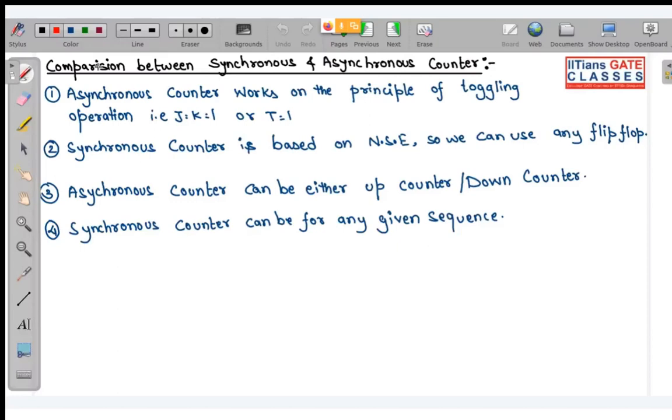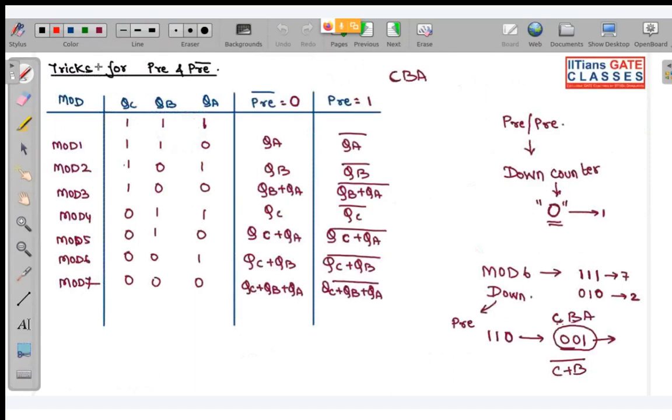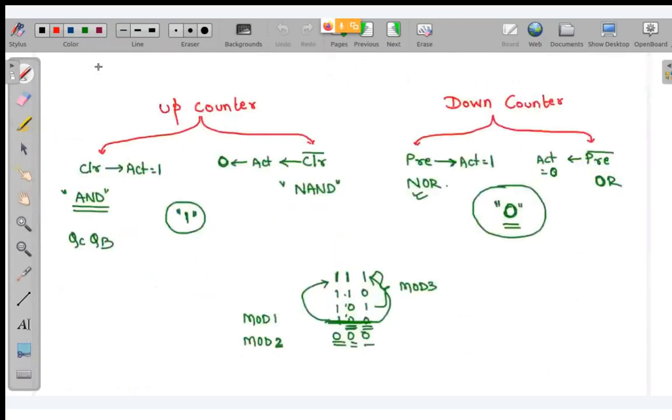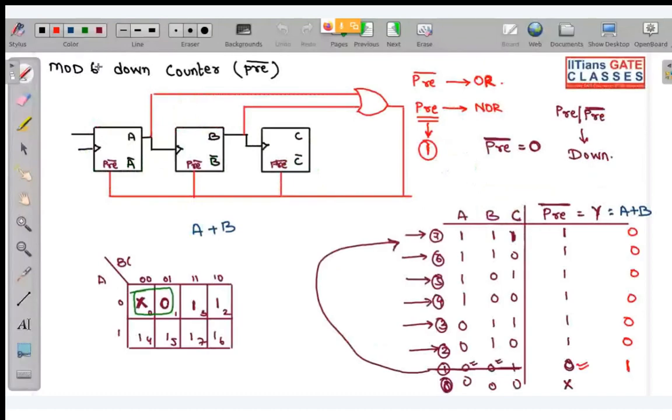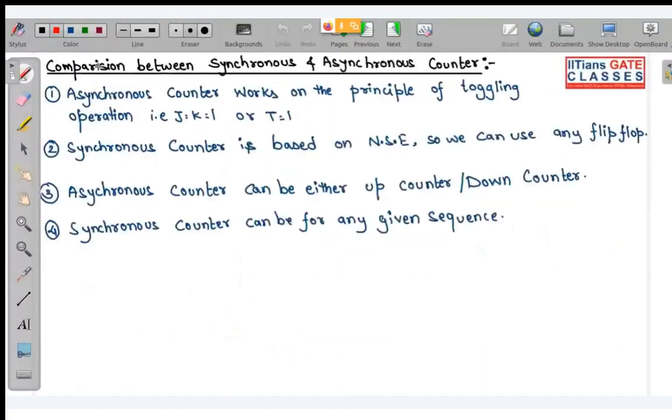More. Basically, synchronous clear and preset, as well as where we use preset bar and clear bar. Okay, all those things we have seen in the last class. So in today's session, we are going to see the difference between synchronous and asynchronous counter first, and then we are going to start with the decoding logic of your asynchronous counter. Okay, so let us begin then.